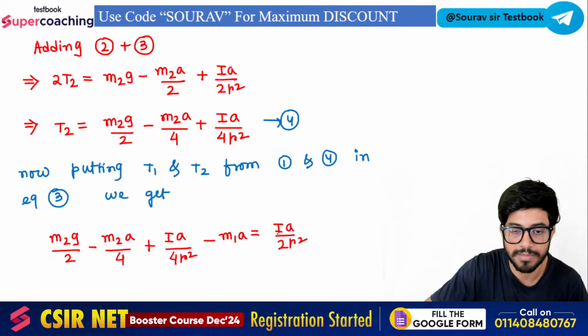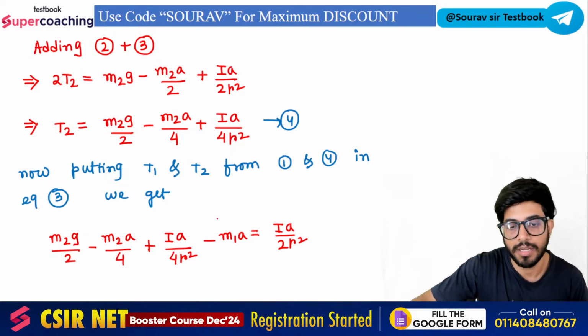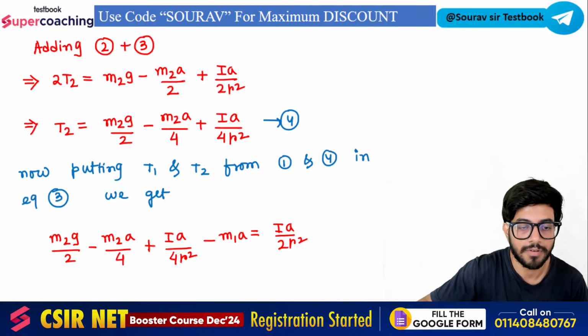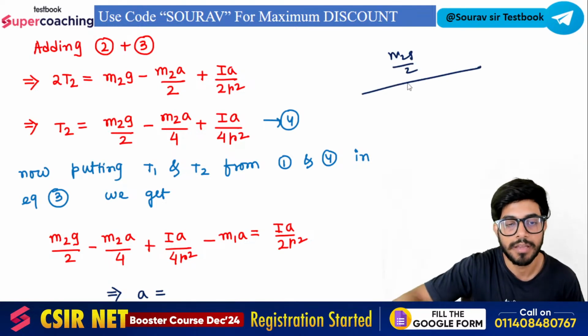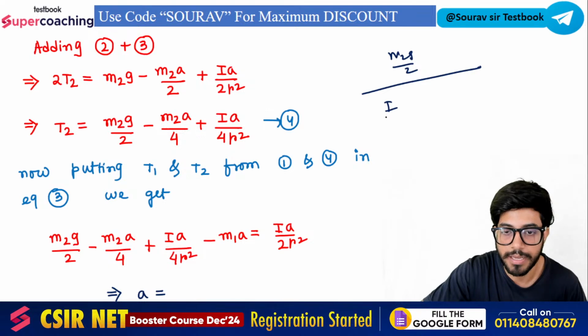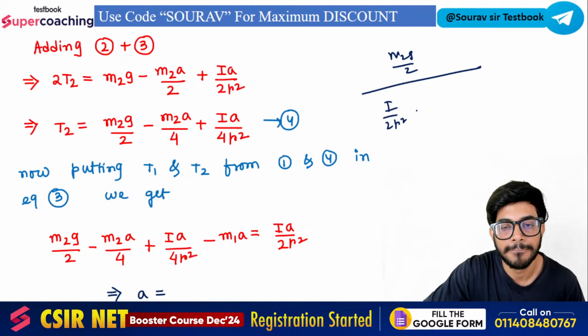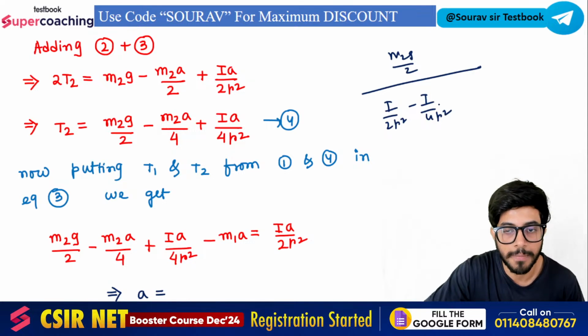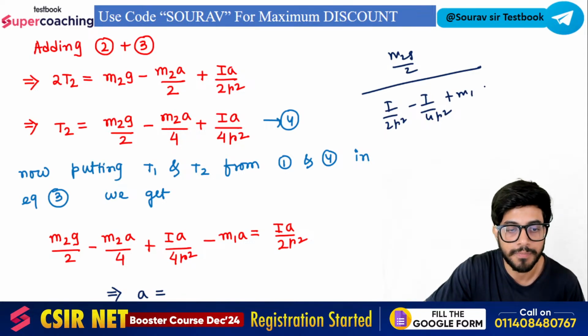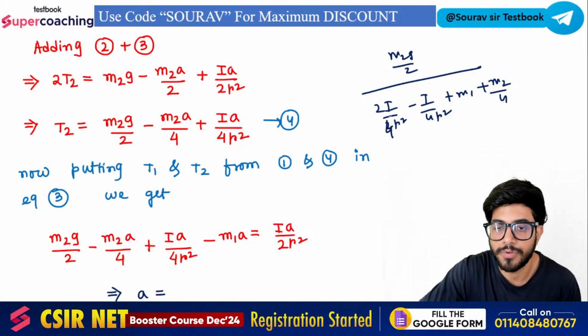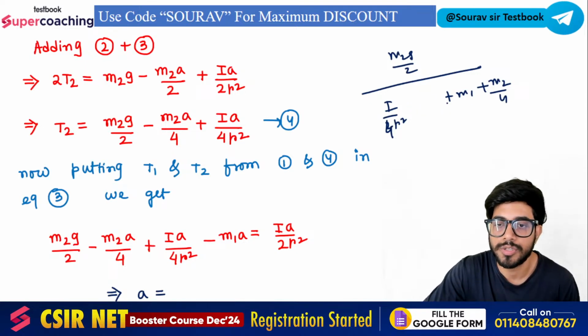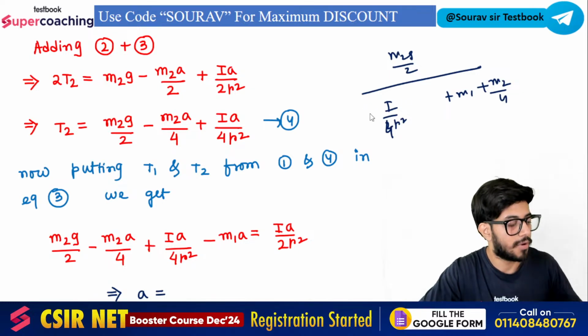Take this term, this term, this term, this term on one side and this on the other side, and from here I can just find out the acceleration A as equal to m2g by 2 divided by, if I bring all the terms over here, I by 2r square minus I by 4r square, then plus m1 plus m2 by 4. Just multiply 2 and 2, so it's 4, 2I by 4r square, so it's I by 4r square. So m1 plus m2 by 4 plus I by 4r square.